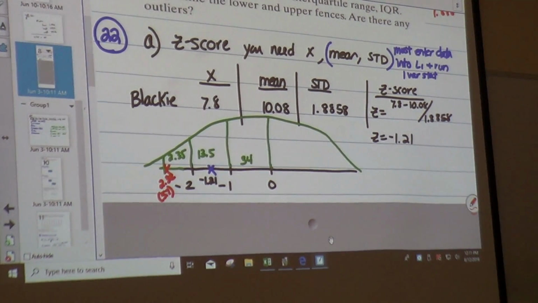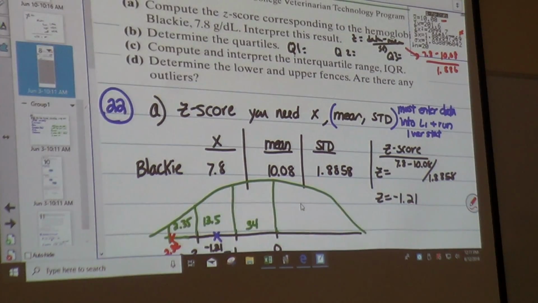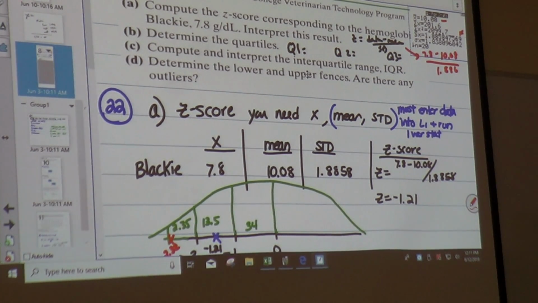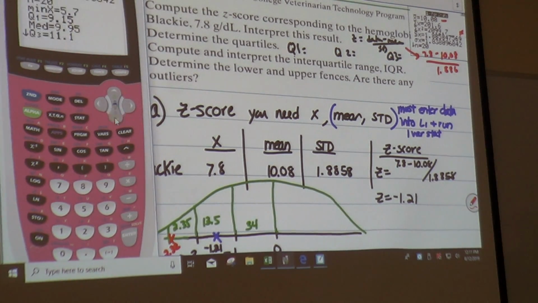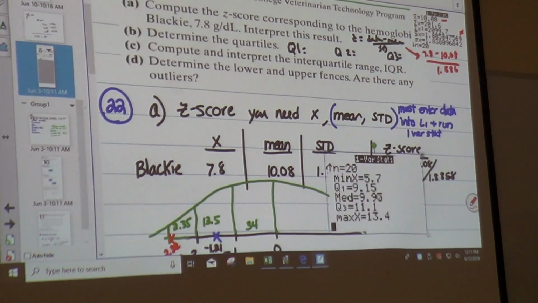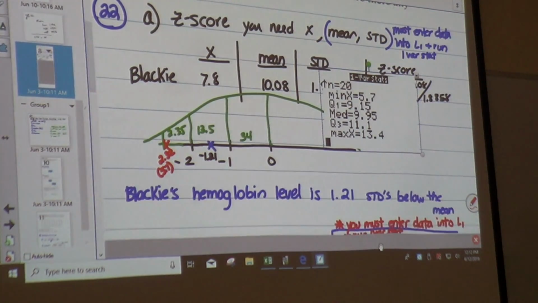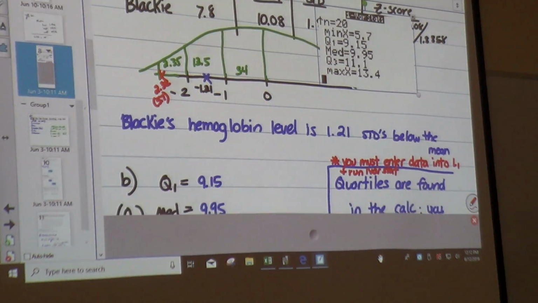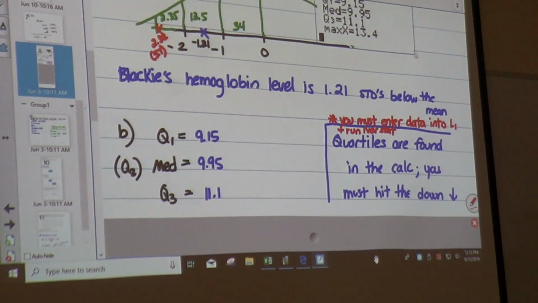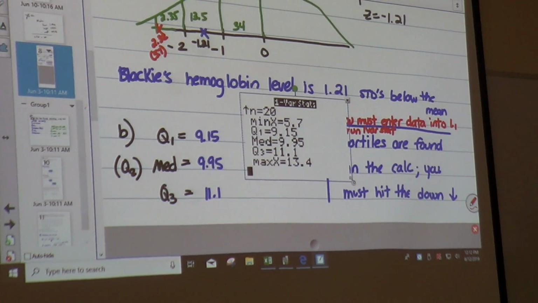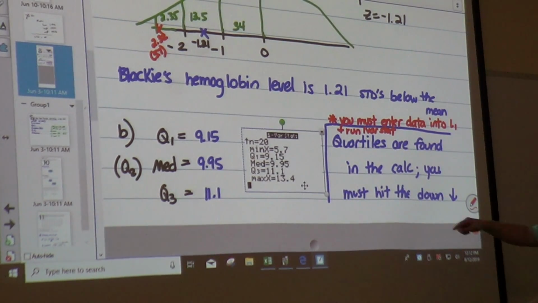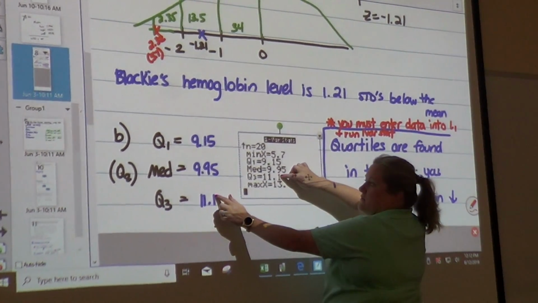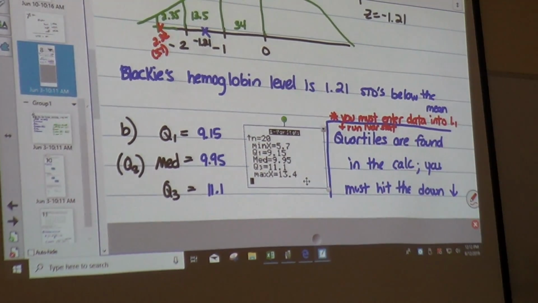Now, what did Part B say? Part B said, determine the quartiles. Where am I going to go to get the quartiles? 1-var stats, and I'm already there. So if I scroll down, this is where I'm going to get the quartiles. And I have it right there. I got it from the second page of 1-var stats. Okay.